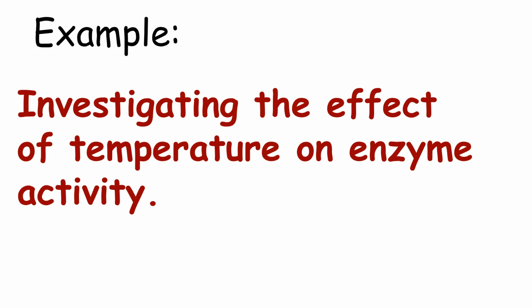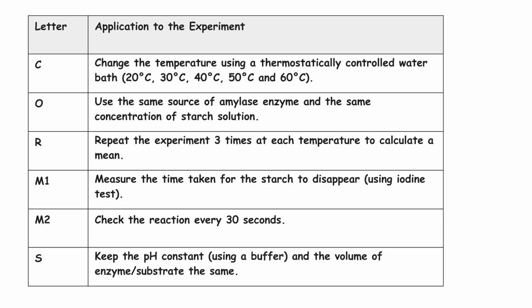Let's look at an example applying the CORMS framework, investigating the effect of temperature on enzyme activity. Here is how CORMS applies to this experiment. C is changing the temperature. O is using the same amylase enzyme and starch concentration. R is repeating 3 times. M1 is measuring time. M2 is checking every 30 seconds, and S is keeping pH constant.